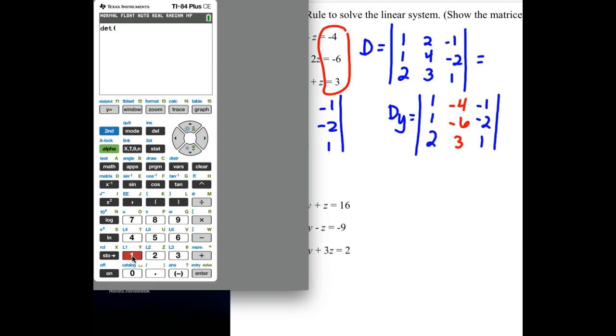Okay, now we just have to tell it which matrix to use. So back into matrix, and I'm just naming it. I put it in matrix A. Okay, so it's going to do all the work. It's going to find the determinant and tell me the determinant of that big matrix is a 5. Okay.